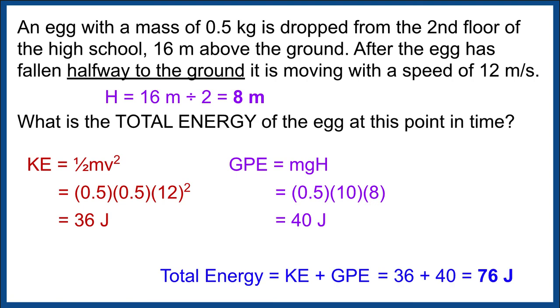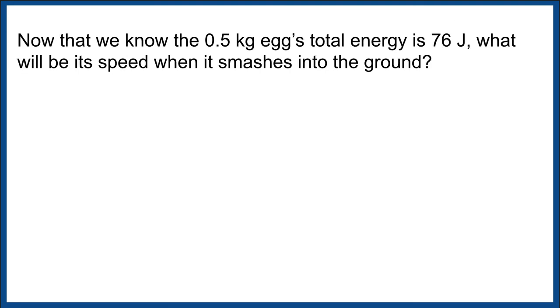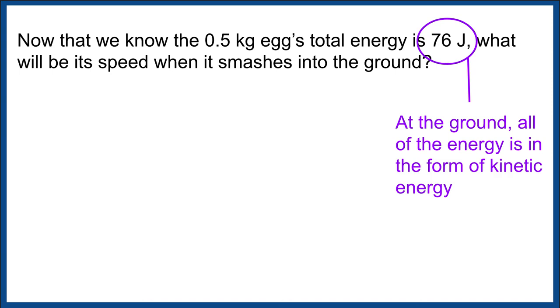And then we can predict, using those 76 joules, how fast the egg is going when it smashes into the ground. It's going to be going faster than 12 meters per second because it's going to continue to speed up from that point. This 76 joules will all be kinetic energy when the egg gets to the bottom. It'll all have been changed into that form.